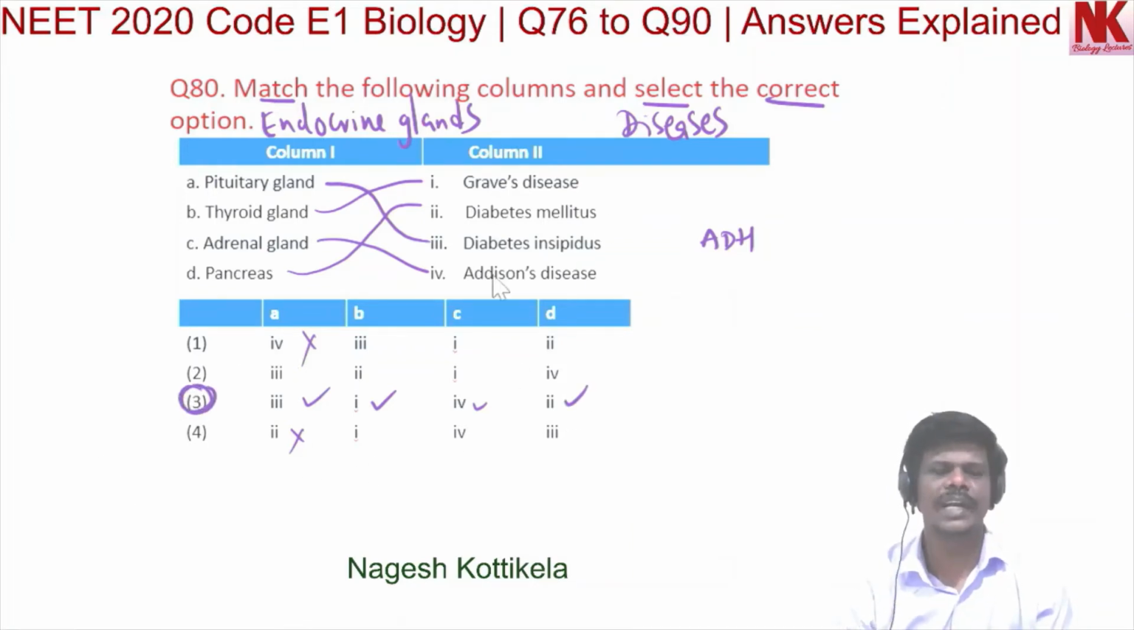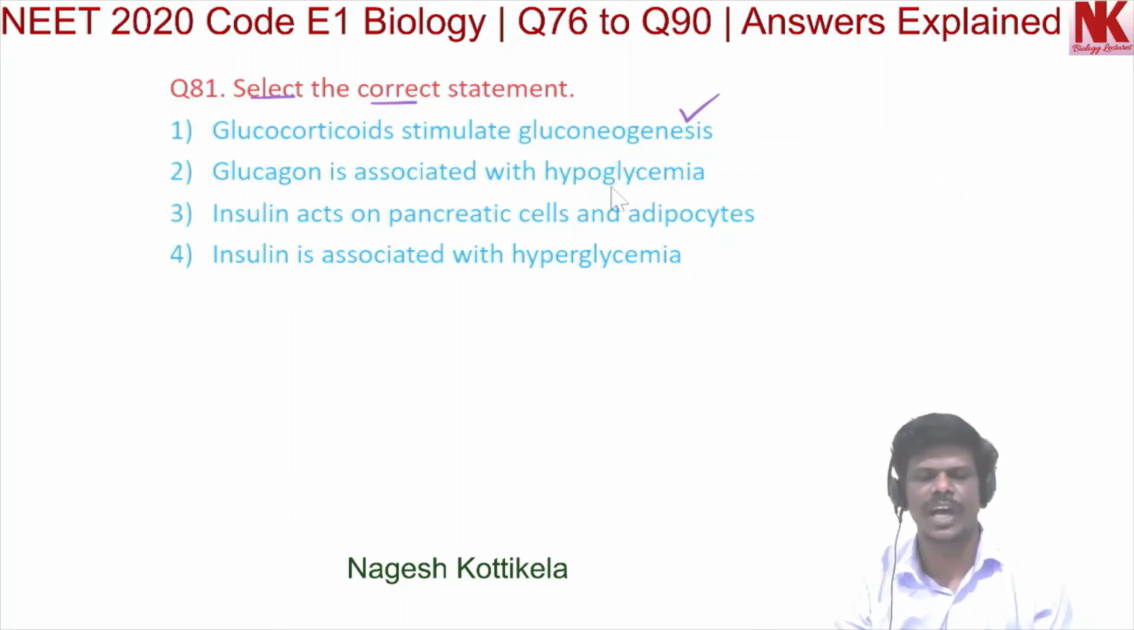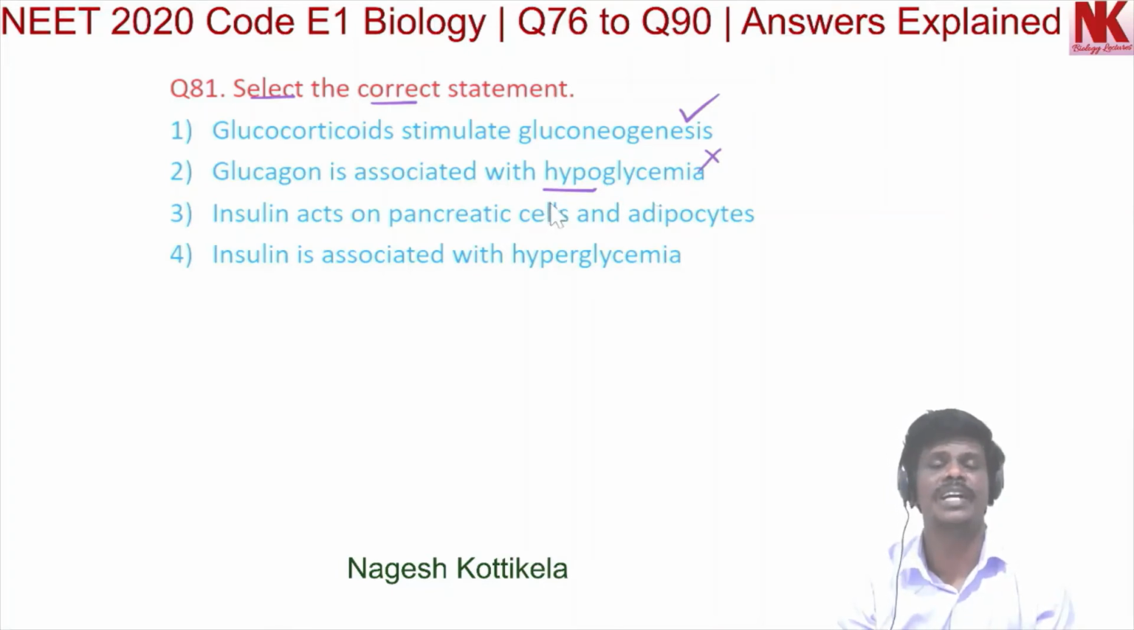Now, moving to the next question. Select the correct statement. Glucocorticoids stimulate gluconeogenesis. Yes, this is correct. Second, glucagon is associated with hypoglycemia. This is wrong. It is associated with hyperglycemia.